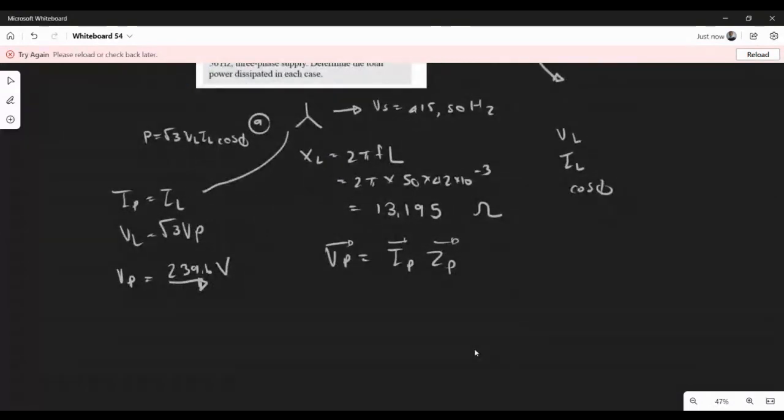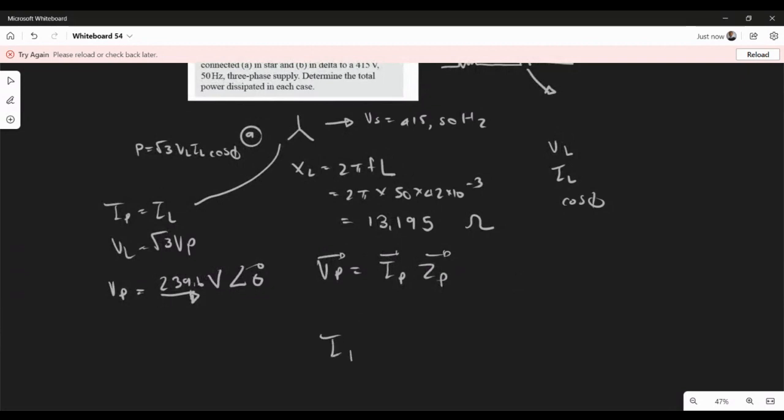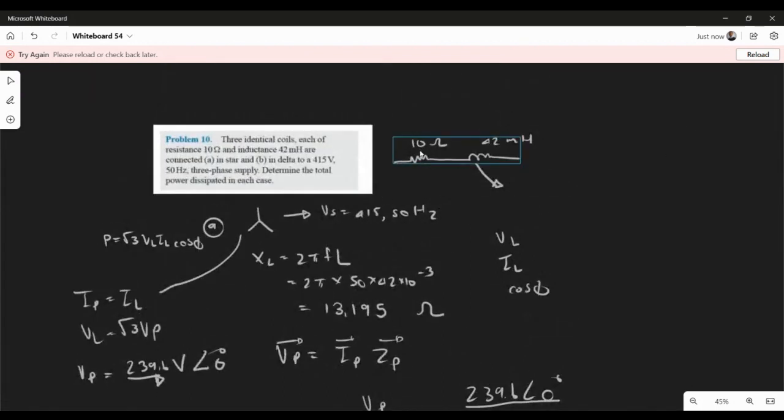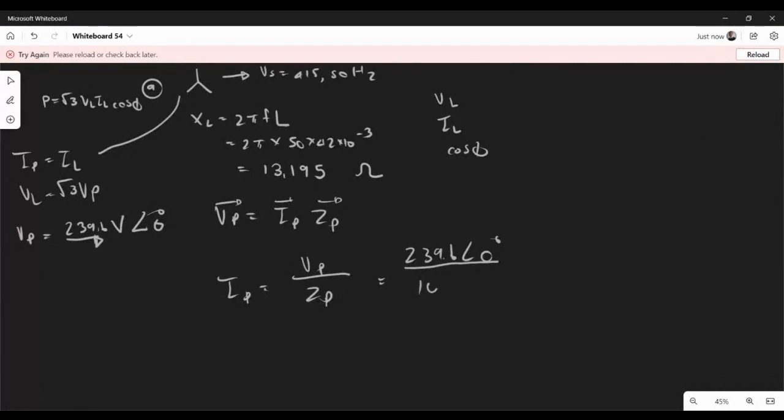All right, so like I said, we work with complex numbers, and we all know that voltage is the reference. Now we have to find our phase current, which is your phase voltage divided by your phase impedance, what we call Z. So you go 239 in complex form on your calculator, and your Z phase is 10 plus, because you're dealing with an inductor, j13.195. That's why it is so important. If it was a capacitor, you would have had negative j. I hope that's all clear.